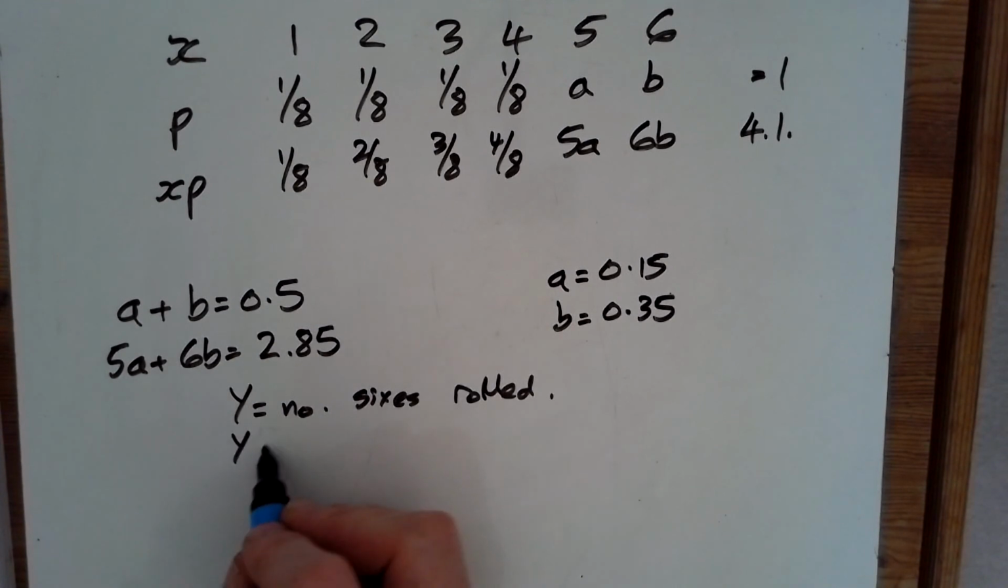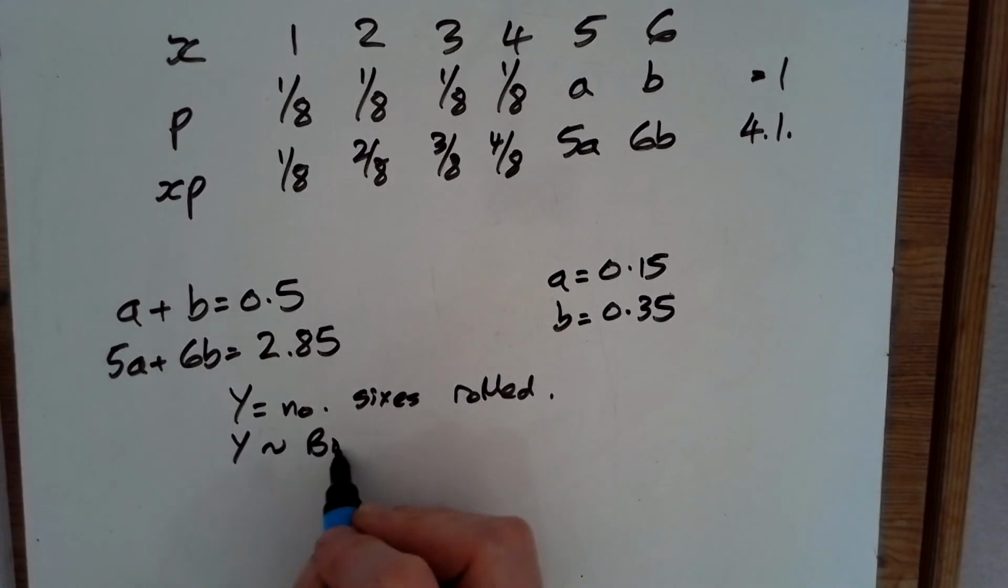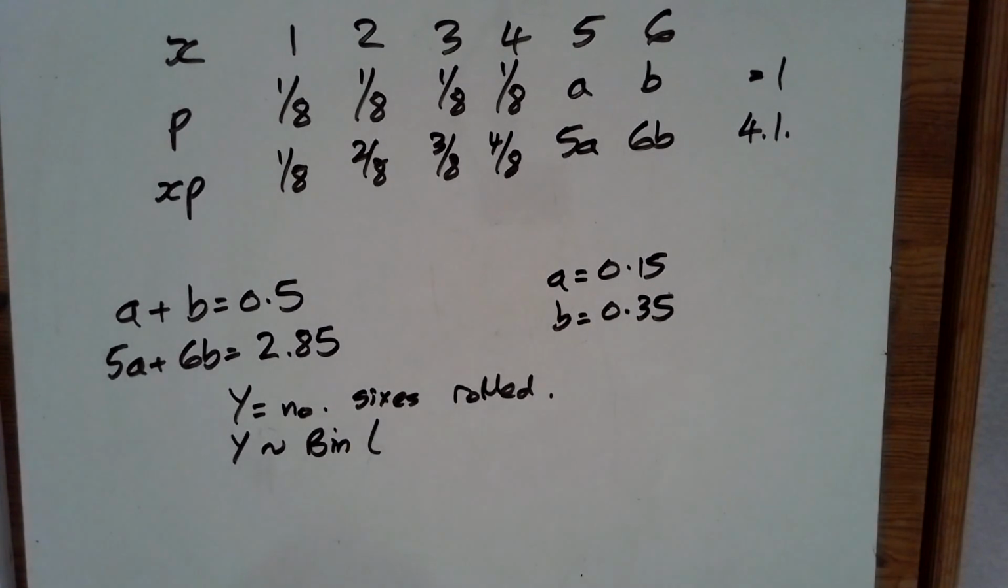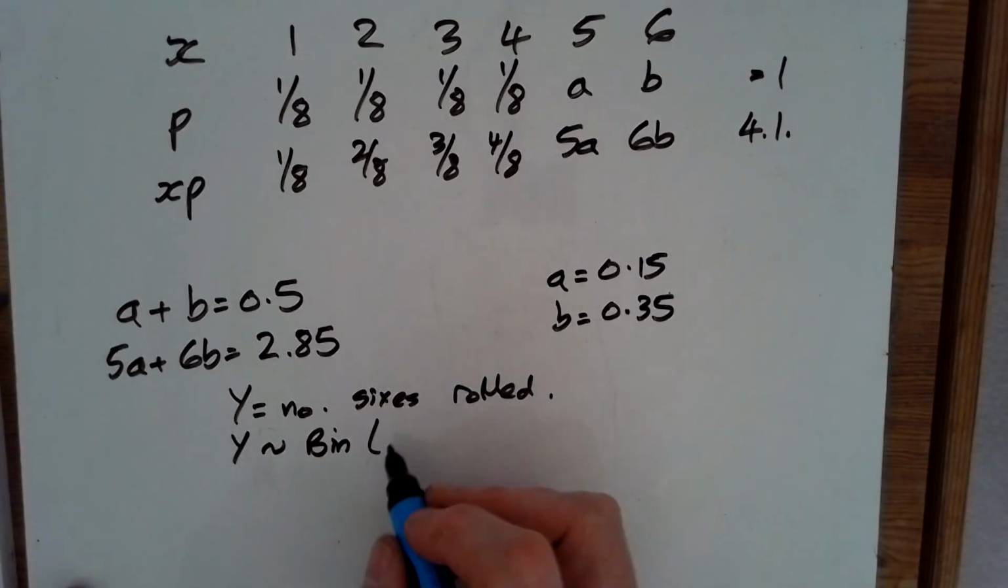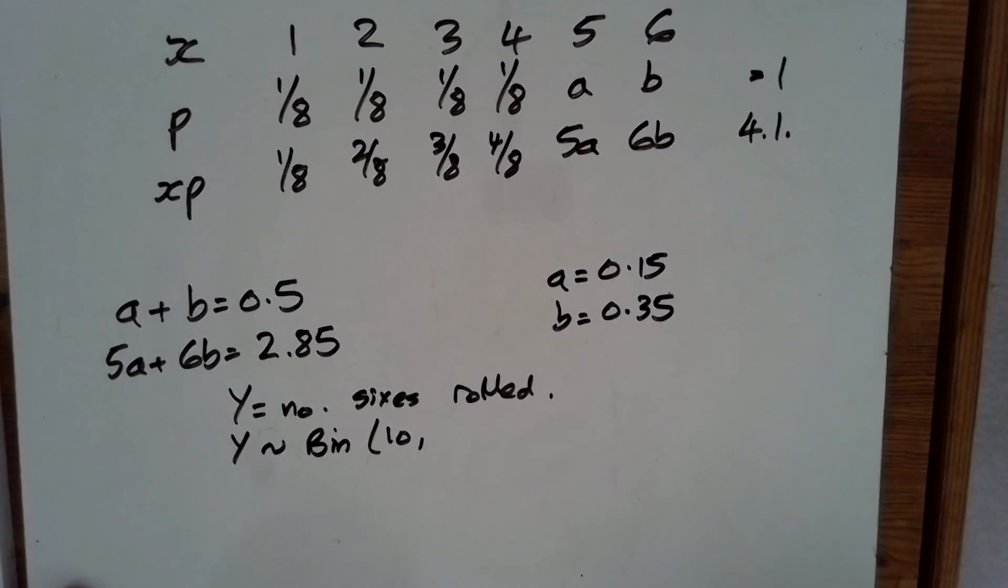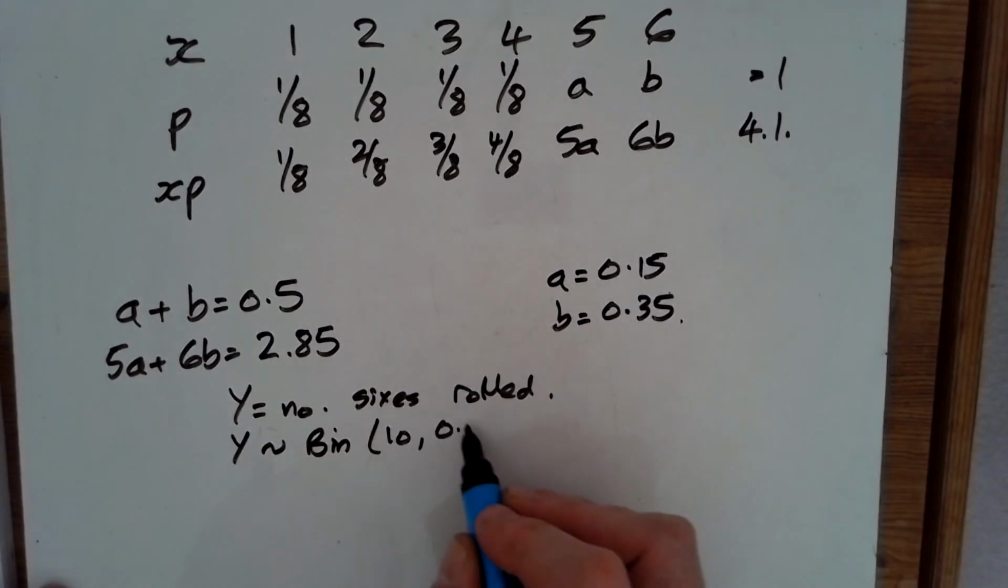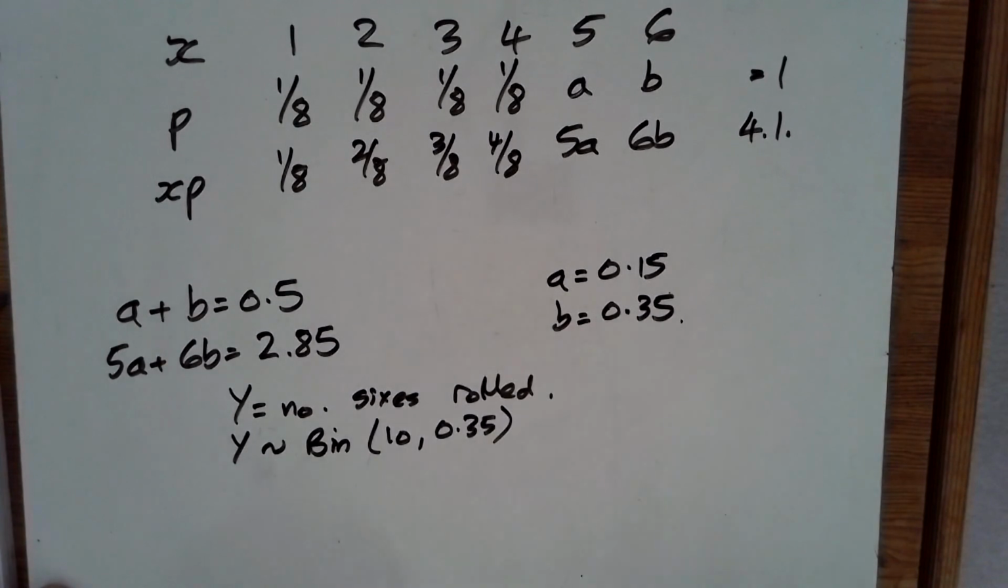And you'll either get a 6 or you won't. So Y is a binomial, BIN, I always do it, but I was taught like that. Y is a binomial, we're rolling it 10 times, and the chance of getting a 6 on one particular roll is 0.35. And the question asks us, find the probability that we get at least 3, so that is greater than or equal to 3.